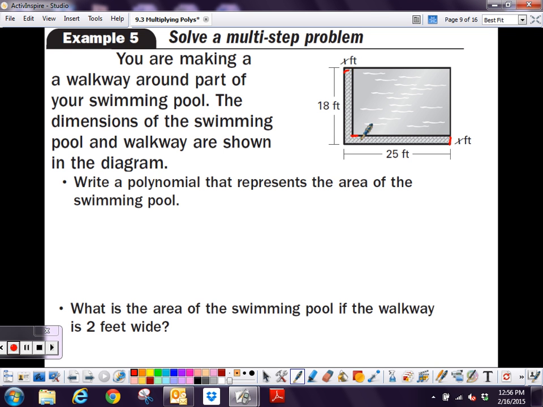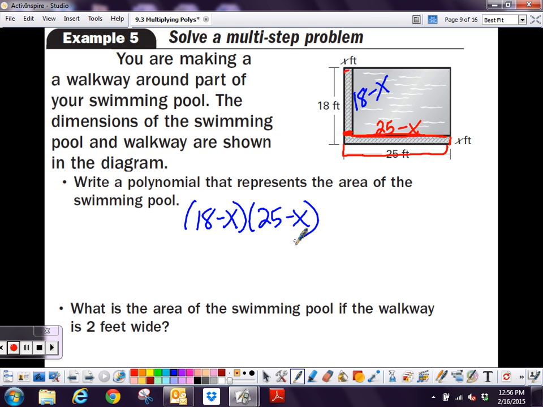So we have to look at the length of this pool. Now the whole thing is 25, and this little piece right here is x, so this would be 25 minus x. And then the width would be 18 minus x. So we want to write a polynomial that represents the area. That's length times width, so that's 18 minus x times 25 minus x. We could distribute that, double distribute, or do FOIL, but it just wanted us to write it like this, so we can just leave it that way.